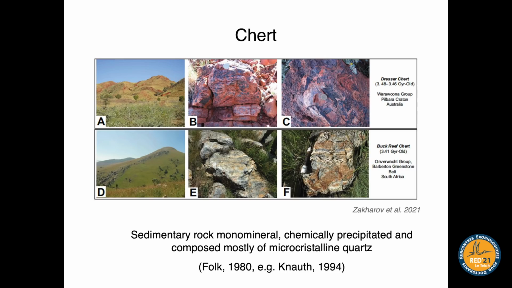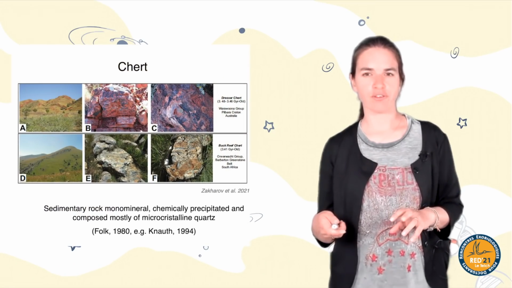In the Archean, we don't have carbonates so much, but what we have is chert, which is a sedimentary rock that is mostly composed of quartz under various forms, and that is chemically precipitated. Here I show you two examples, one from Australia at the Dresser Chert. You can see the outcrop picture of these rocks that can be reddish or brown due to trace elements inside. And the other example is from the Buck Reef in South Africa.